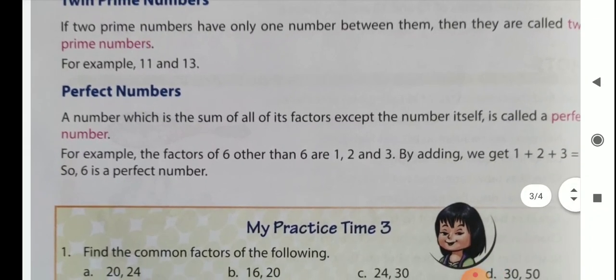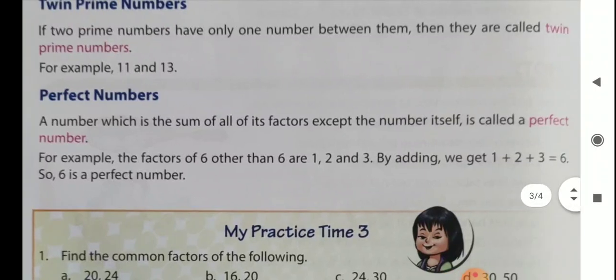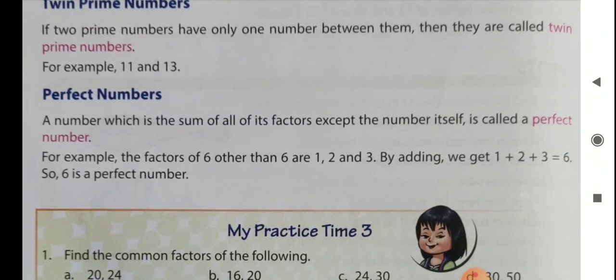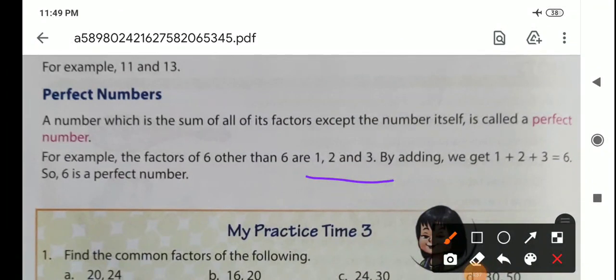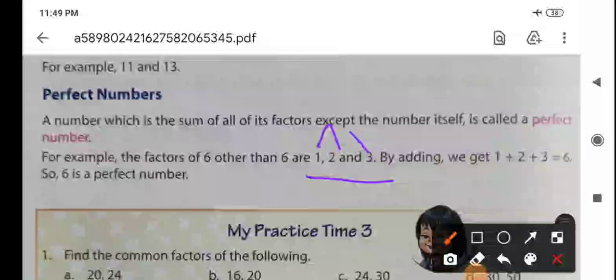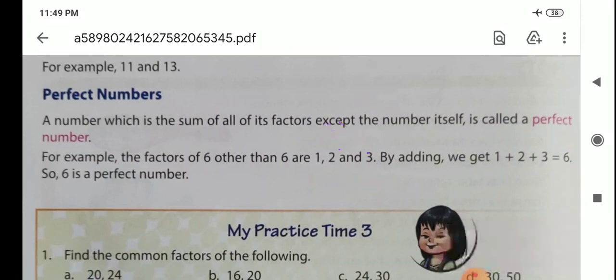Then perfect numbers. A number which is the sum of all of its factors except the number itself is called a perfect number. For example, we see the factors of 6 are 1, 2, 3. So if we add these three numbers, we get 6. So 6 is a perfect number. Clear about common factors, common multiples, co-prime numbers, twin prime numbers and perfect numbers?